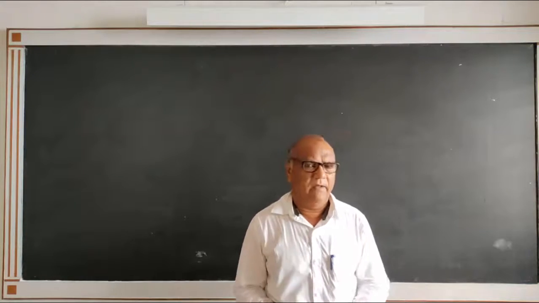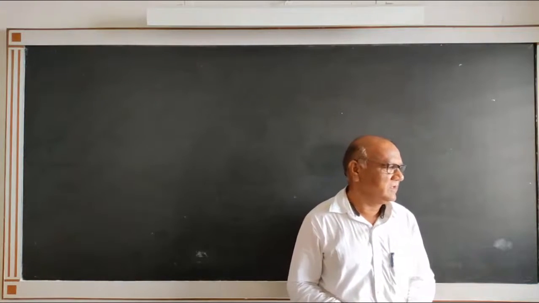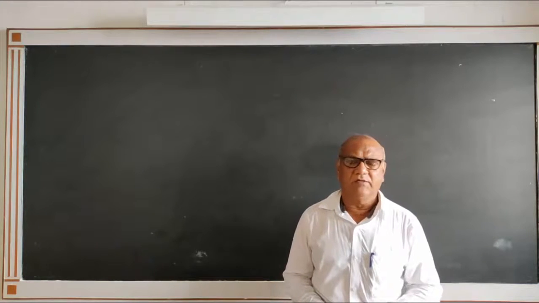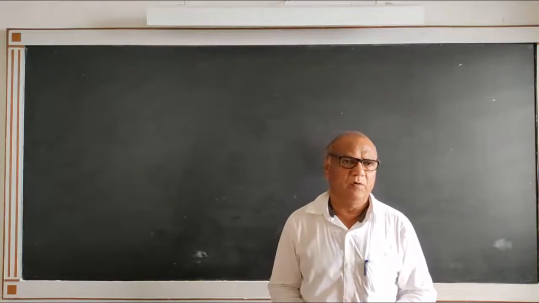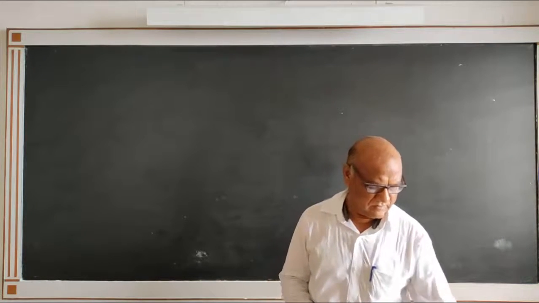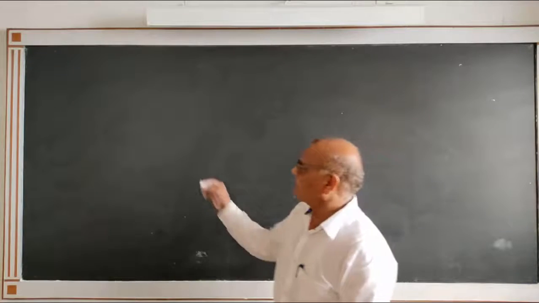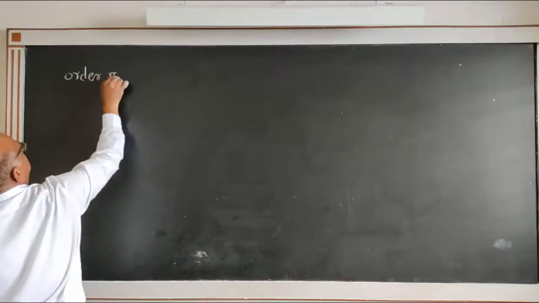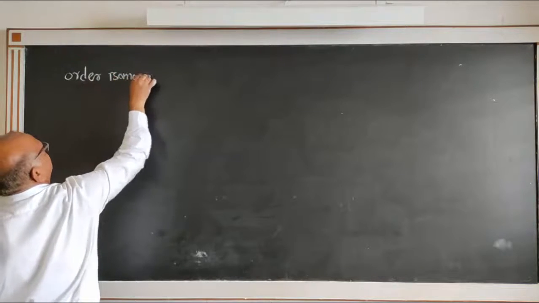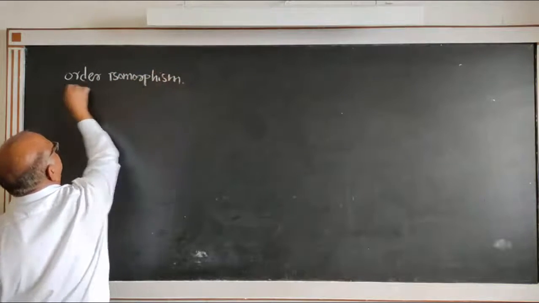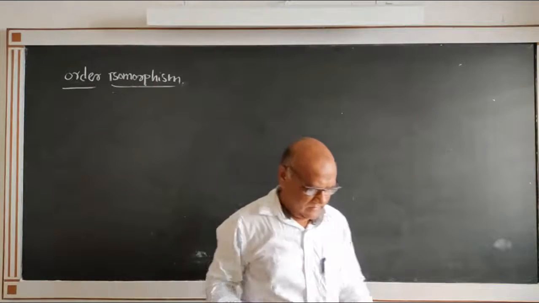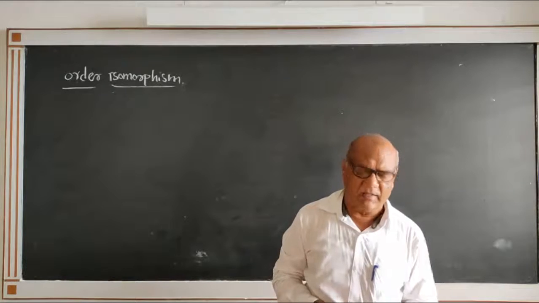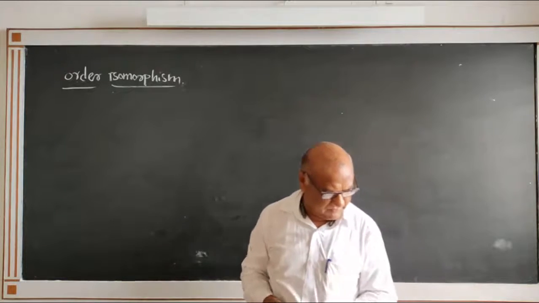Hello friends, in this lecture we will see order isomorphism and some examples of partial order set. Order isomorphism: here we say that P and Q are order isomorphic.